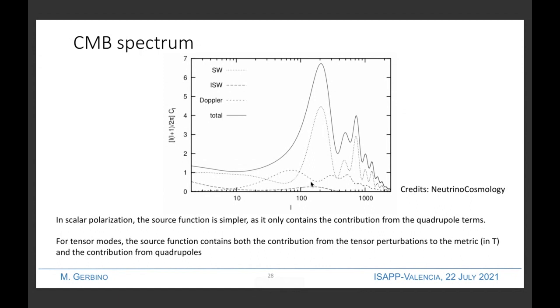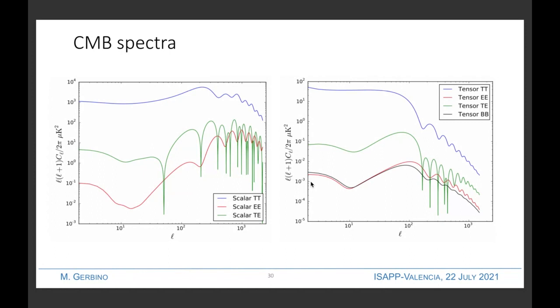For tensor modes, we still have the quadrupolar terms, both because of the polarization pattern in tensor modes, but also because of the quadrupolar nature of the tensor perturbations to the metric, plus additional contribution coming from the variation of the perturbations to the metric in case of total intensity for tensor modes. But the bottom line is that the steps that you have to follow are basically the same. Integrate along the line of sight and only retain a few terms that are responsible for the physics of the evolution of CMB anisotropies. And you end up with these shapes for the CMB power spectra.